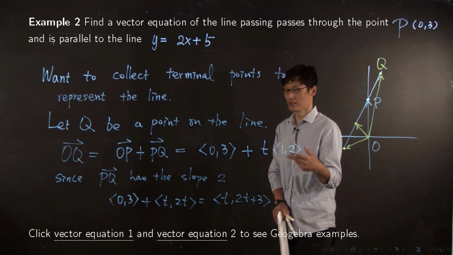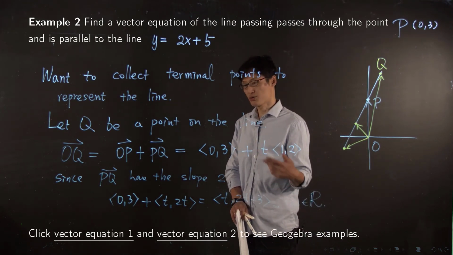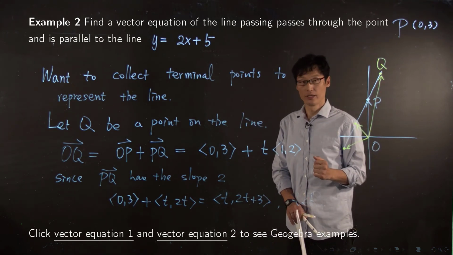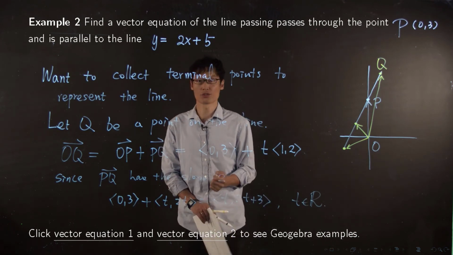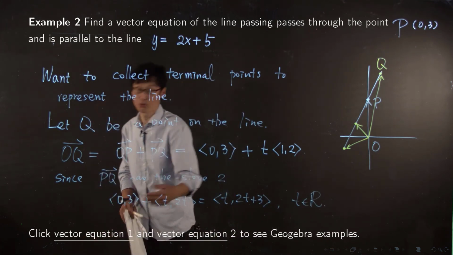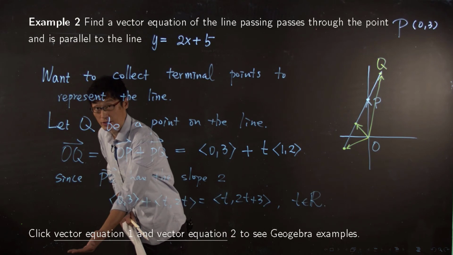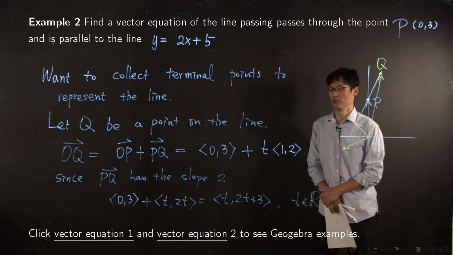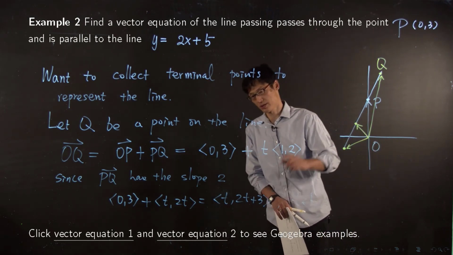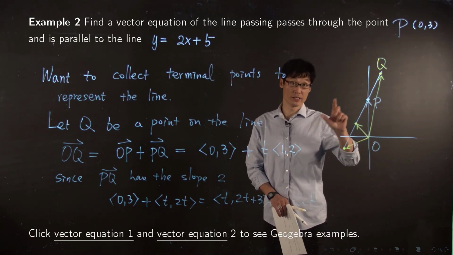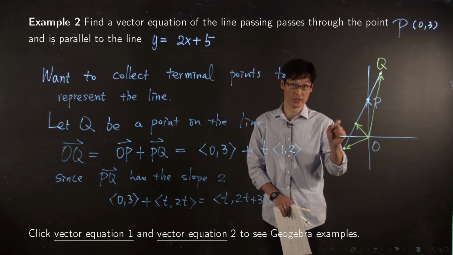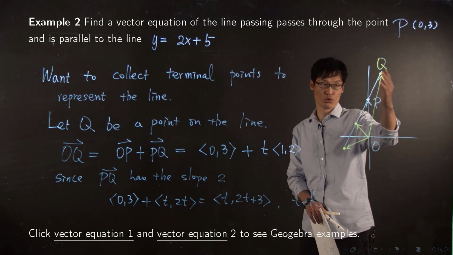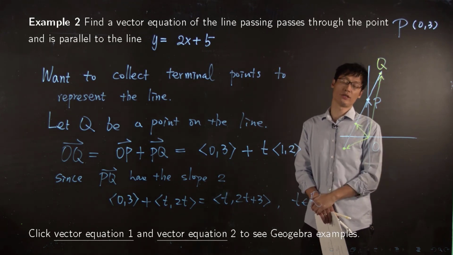So it might be a good idea to see how those vectors represent this straight line in terms of animation. In the PDF note that we provide, you can click this link, vector equation 1, vector equation 2, to see a GeoGebra example. Once you click those, you will see some animated examples where you can control the slide bar to move vectors and see how those terminal points represent this straight line.